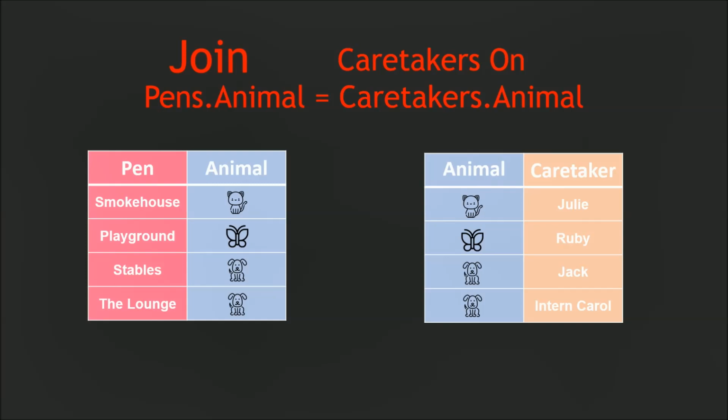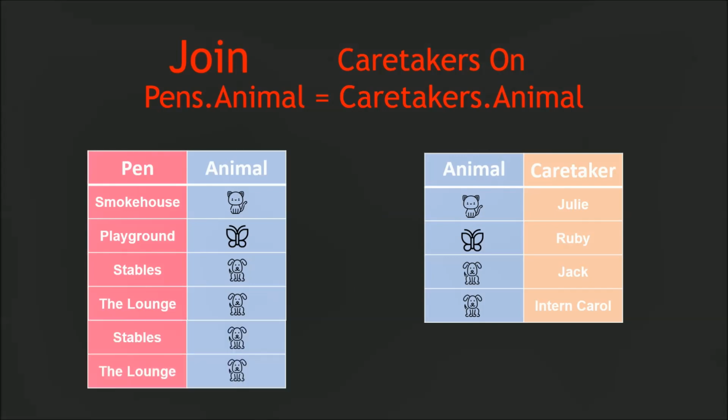So what SQL is going to do is it's going to find the matches and it's going to make a duplicate record like it did in the previous example for each of the duplicates that exist. So in this case, they are going to need to match Jack up with both the stables and a lounge, and they're also going to need to match up in turn Carol with both the stables and a lounge. So we're going to end up with 4 puppy records on both sides before we can do the join.